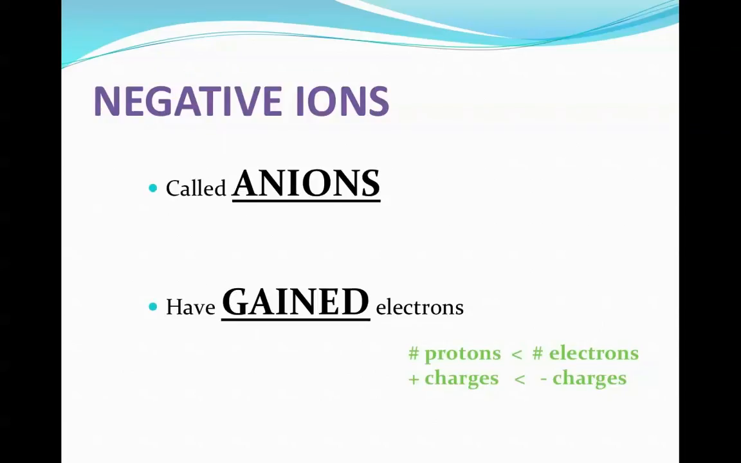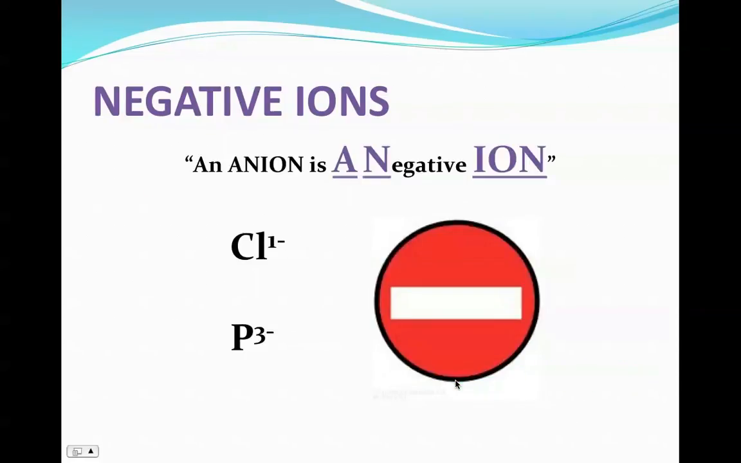Our negative ions are called anions. These have gained electrons. So negative ions have actually gained negatively charged electrons. And again, this is because as we gain electrons, our overall negative charge outweighs our positive charge. One way to remember that negative ions are called anions is the phrase "an anion is a negative ion." And you can see how that spells out there. So chlorine and phosphorus are two examples of negative ions or anions.